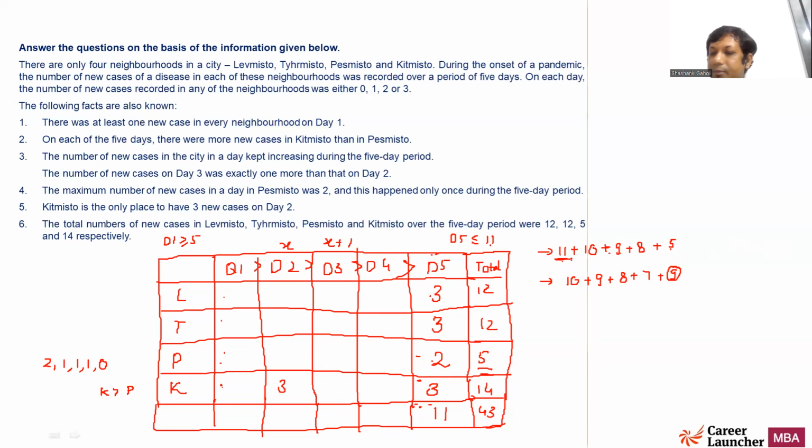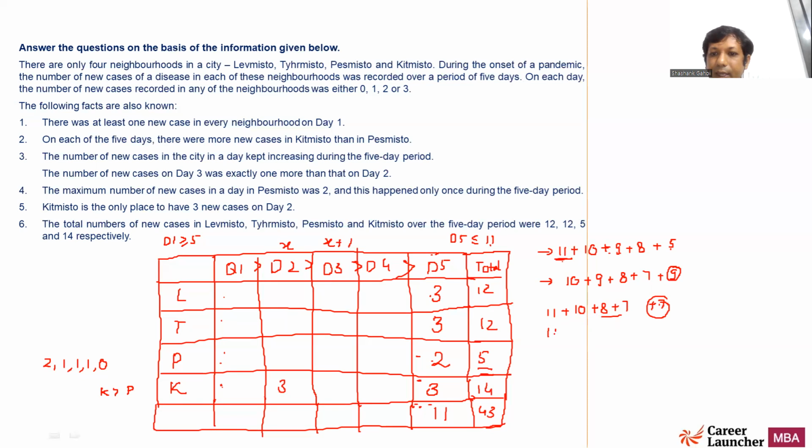Now with 11 on day 5, I am trying to make another case, 11 plus 10 plus 8 plus 7. So this comes out to be 21, 21 plus 15, this comes out to be 36. So this value has to be 7. That's not a possible arrangement because on day 1, I need to have the minimum value. So that's again not a possible value.